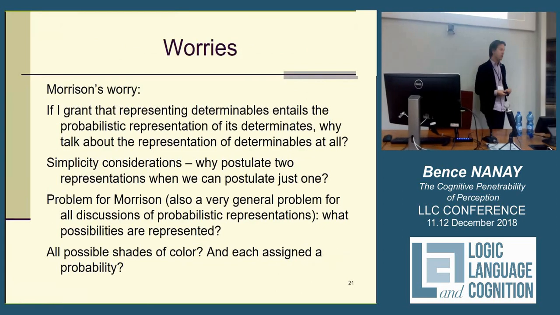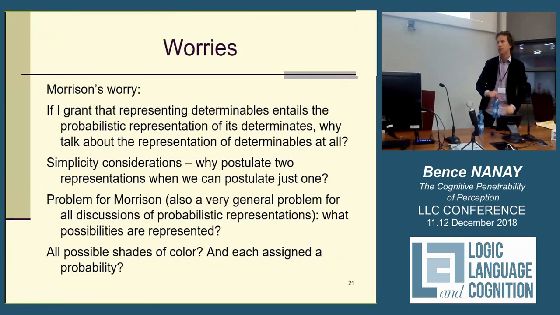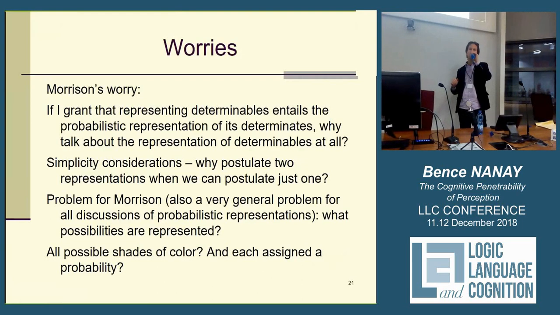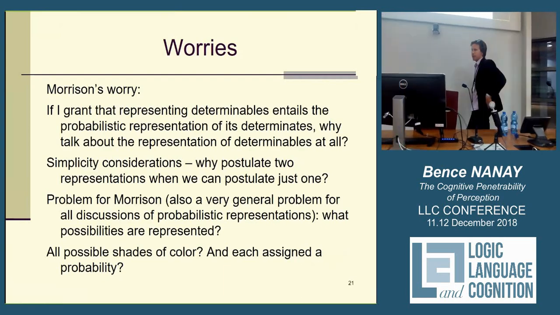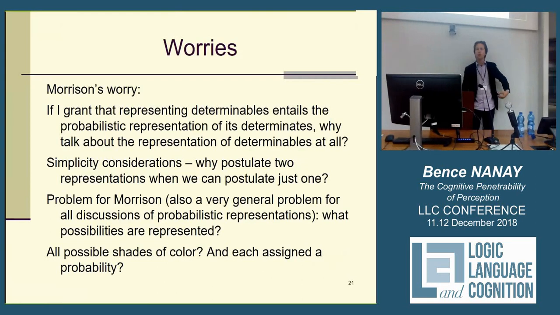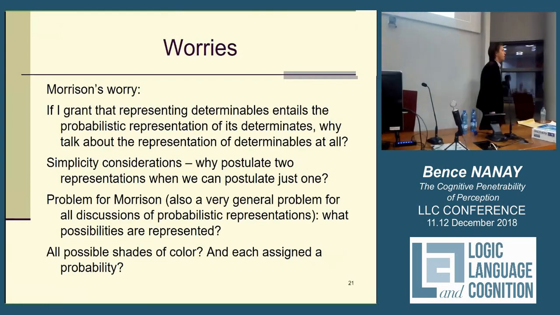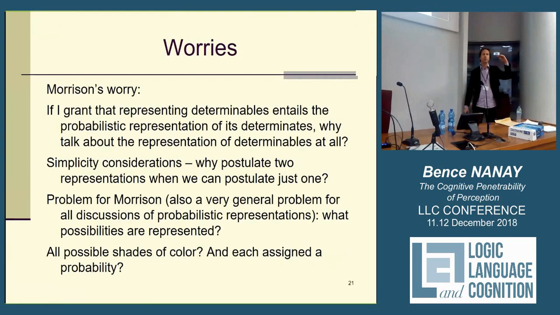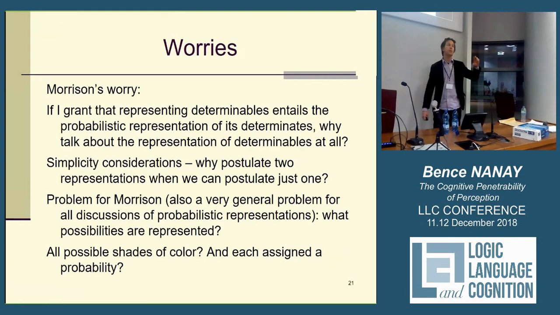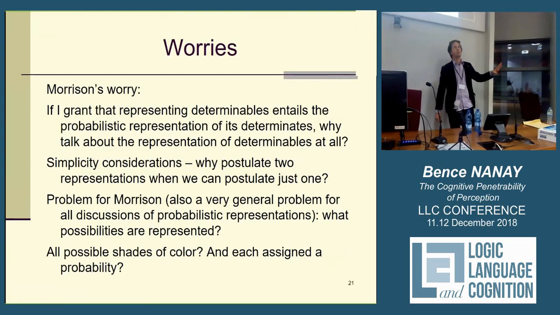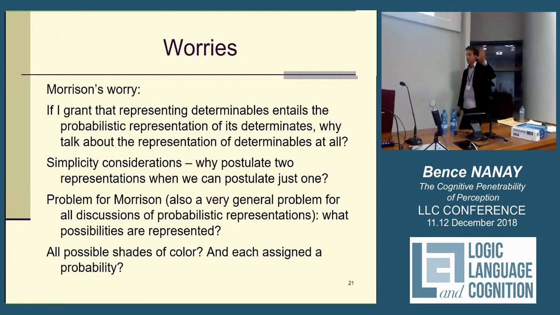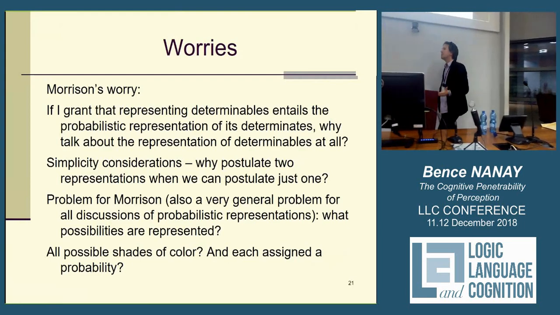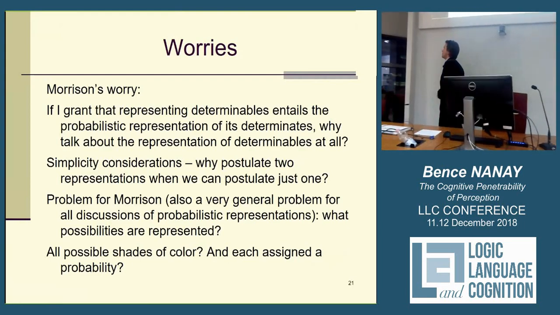So here's another possible worry about this account. It's a little redundant. Why assume that we're representing both the determinable and the determinants of that determinable? That just seems like representing things twice, whereas Morrison just has to say that we have this one representation of the probability distribution. So simplicity considerations should go against my account in favor of his account.